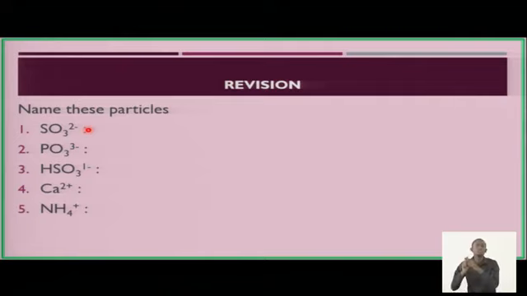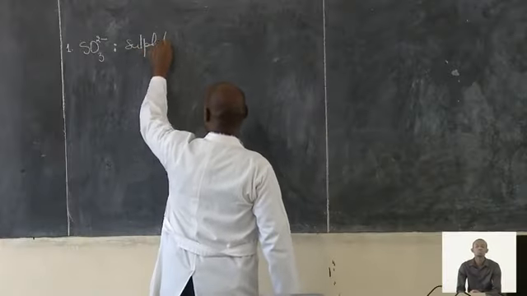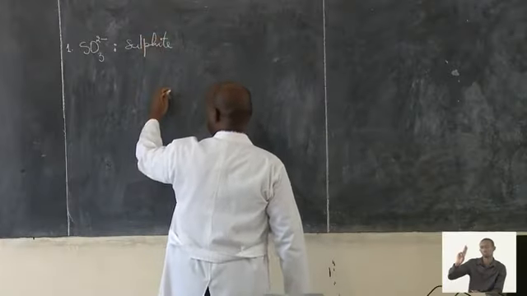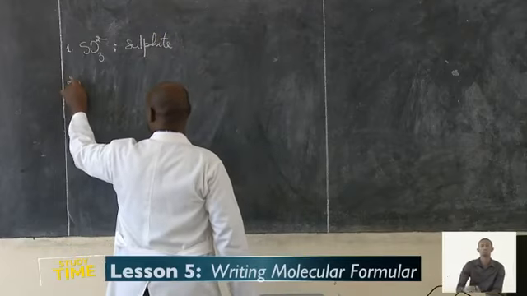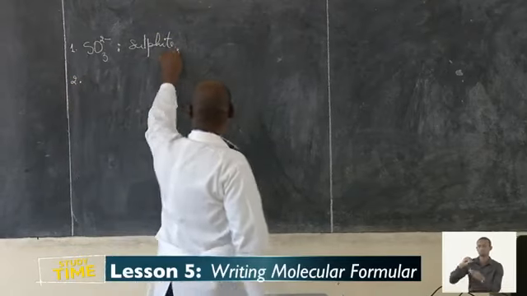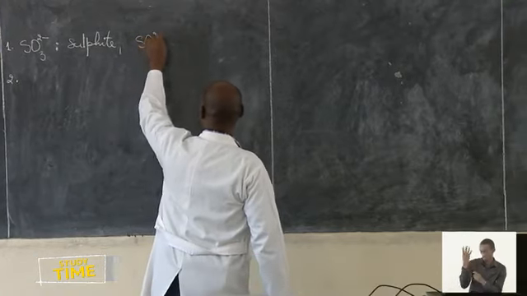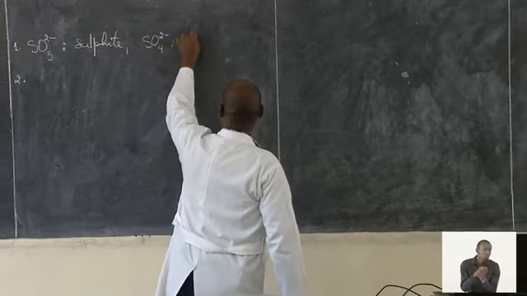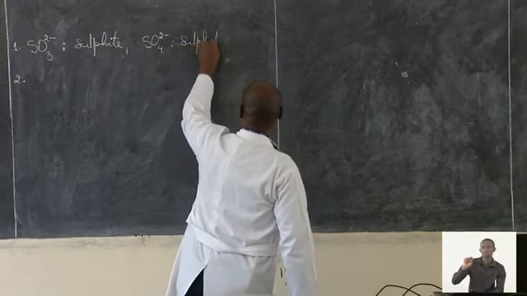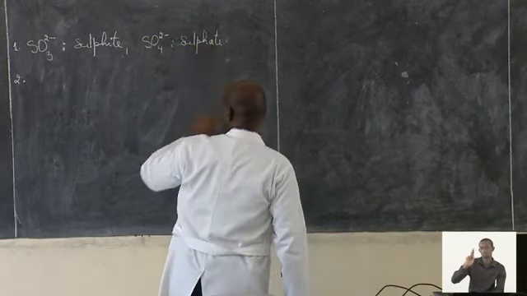So here we have the sulfite. So our radical is the sulfite. And as I was saying, if you have 4, then it will be sulfate. It's just for a revision.